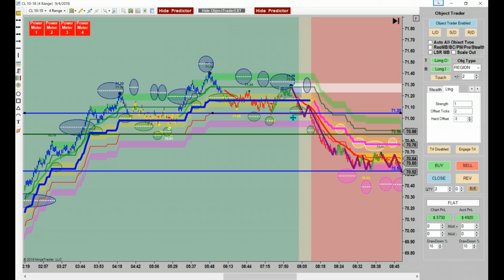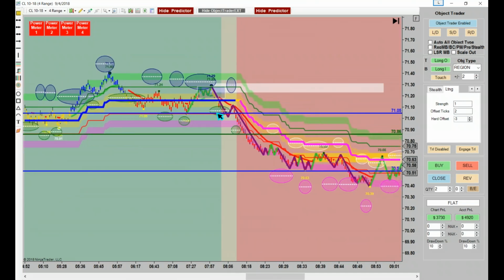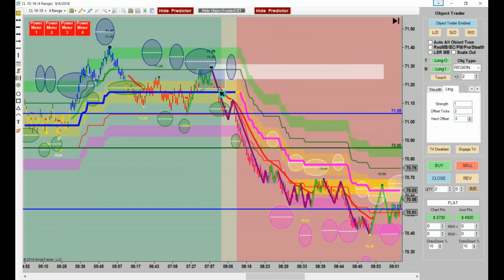Yeah. Boxing in and things, especially as it opens. We used to actually just simply go whichever direction stealth went at the open instead of boxes. See where stealth went short right here on about that bar? And if it would have gone green, you would have gone long.